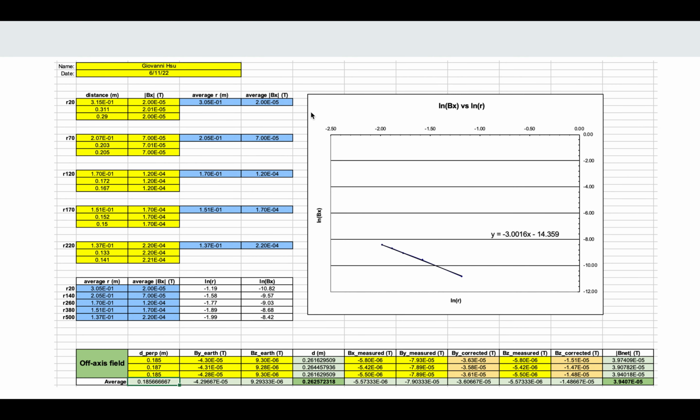So this is my results. You can see I got a straight line here, and the slope is r, and this is log of k. And also I found the magnetic field at the location.